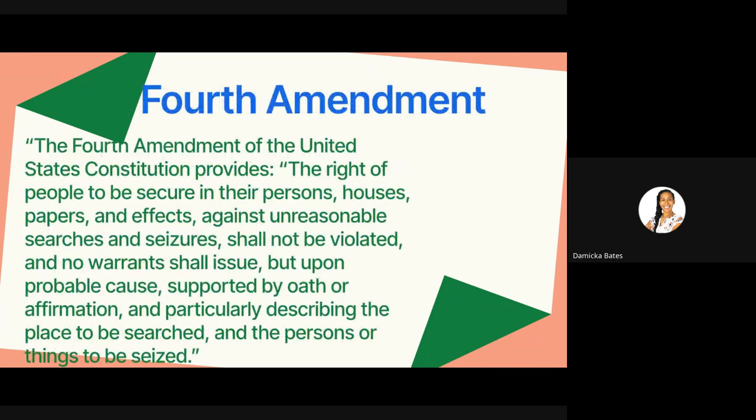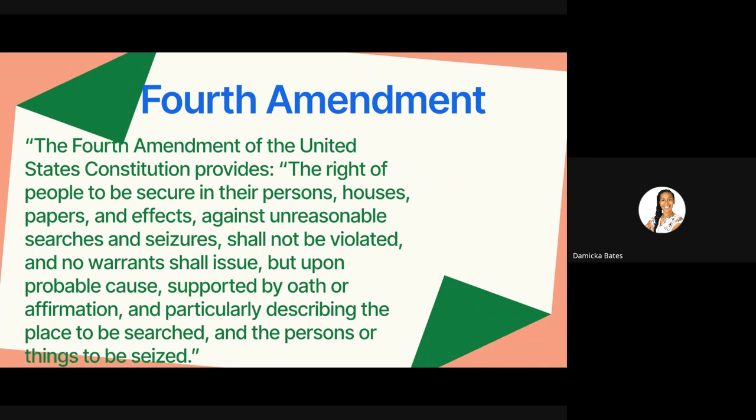The Fourth Amendment of the Constitution guarantees the right for everyone to be secure in their persons, houses, papers, and effects against unreasonable searches and seizures. They shall not be violated, and no warrant shall issue but upon probable cause, supported by oath or affirmation, and particularly describing the place to be searched and the persons or things to be seized.